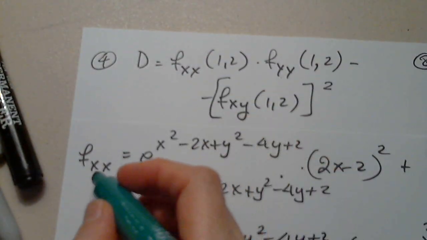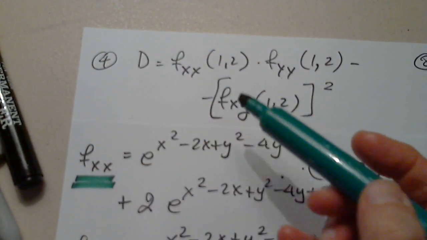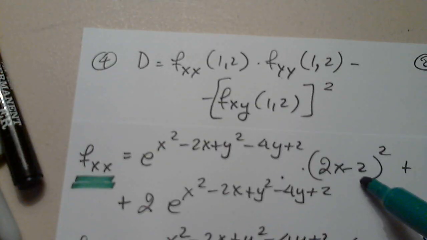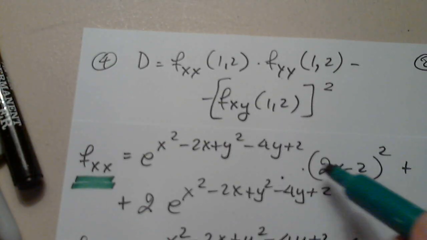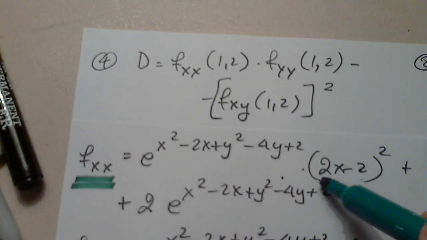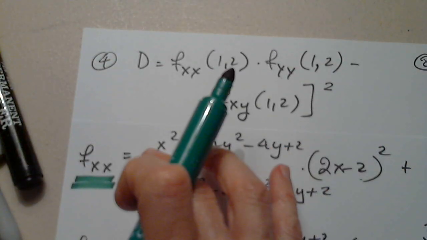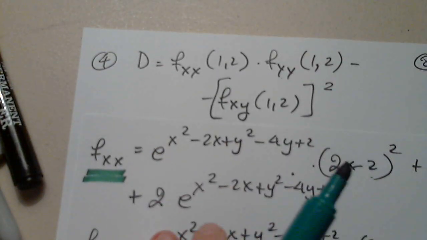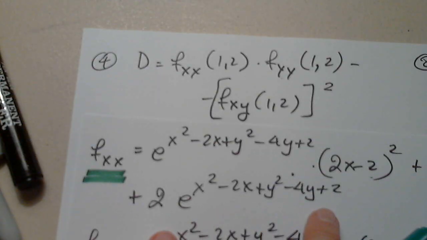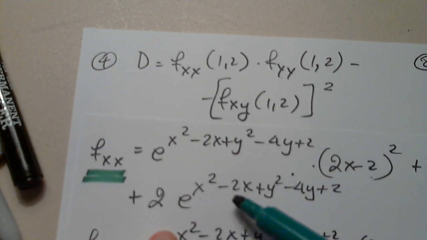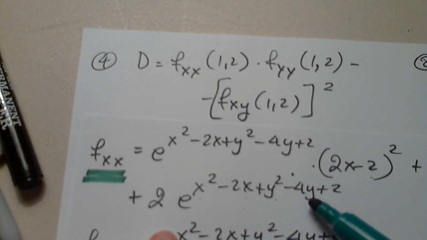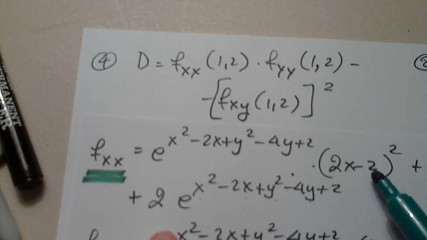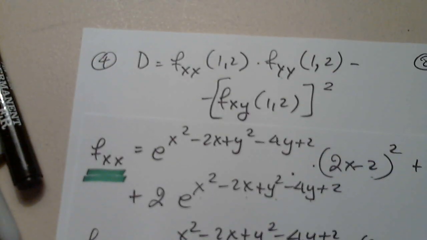So this is fxx. But when I plug in 1, 2 minus 2 is 0. This whole thing goes away because 0 times this is 0. So I only need to plug it in here. Of course, 1 and 2. So 1, 1, 2, 2. Because this portion is 0. So let's see what we get.